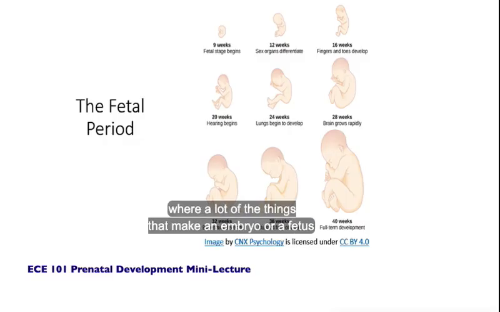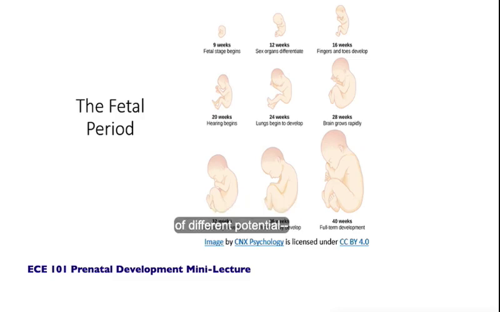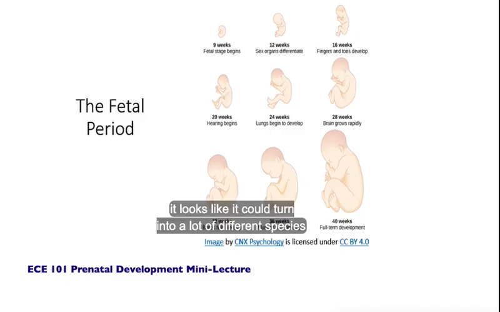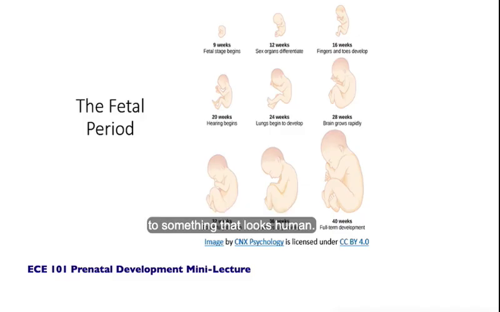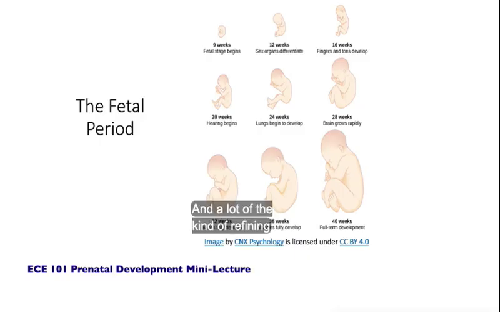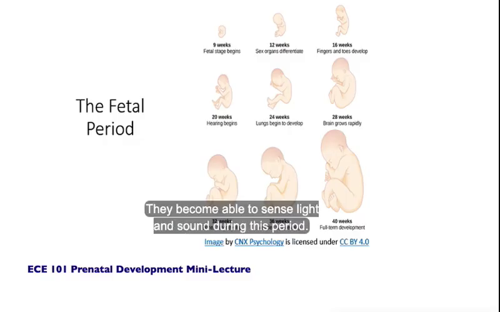And this is where a lot of the things that make an embryo or a fetus at this point look human, right? So we go from something that looks like it could turn into a lot of different species to something that looks human. And a lot of the refining of development is happening during this period. All of the major structures continue to develop. All of the body parts are there by the 3rd month.